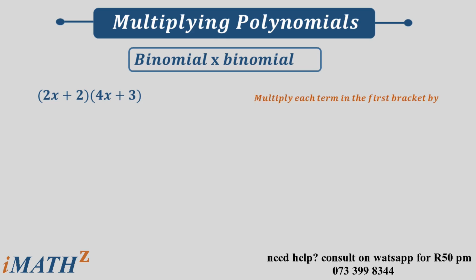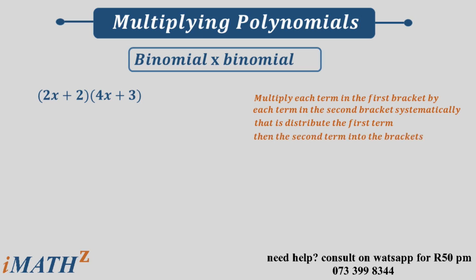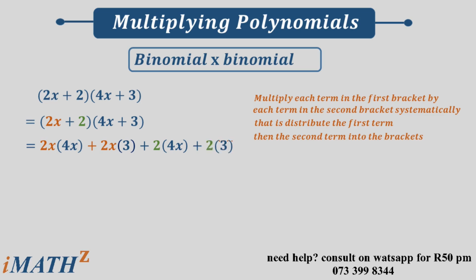if we were to multiply each term in the first bracket by both the terms in the second bracket, we would first have to multiply 2x times 4x. Then we would multiply 2x times 3. That would take care of the first term. And we can move on to the second term, which is 2 in this case. We start by multiplying 2 times 4x, and then we need to multiply 2 times 3. So we are left with 8x squared plus 6x plus 8x plus 6.